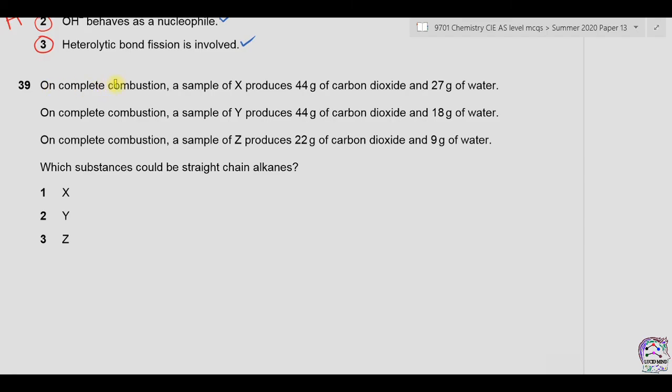Question 39. On complete combustion, a sample of X produces 44 grams of carbon dioxide and 27 grams of water. On complete combustion, a sample of Y produces same carbon dioxide and 18 grams of water. On complete combustion, a sample of Z produces 22 grams carbon dioxide and 9 grams of water. Which substance could be a straight chain alkane? Now we have to find the straight chain alkane.